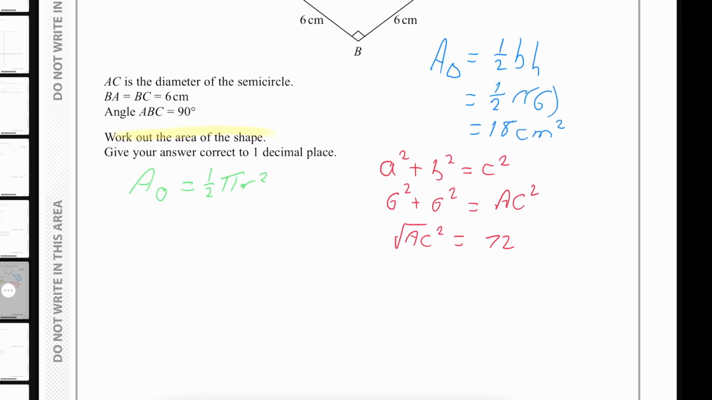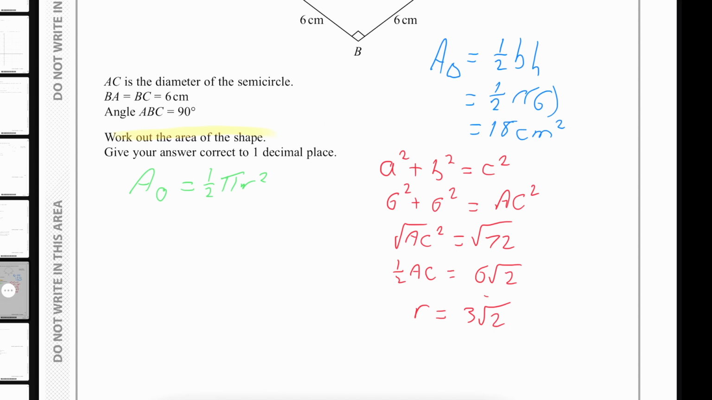Then, finally, just to get AC by itself, I'm just going to square root both sides. So I get AC equals 6 square root 2. I'm going to leave it in surd form just because it's a little bit neater and I don't lose accuracy. Right, so now AC is the entire diameter and we only need half of it. So I'm just going to divide my AC by 2. So my radius is now going to be 3 square root 2.